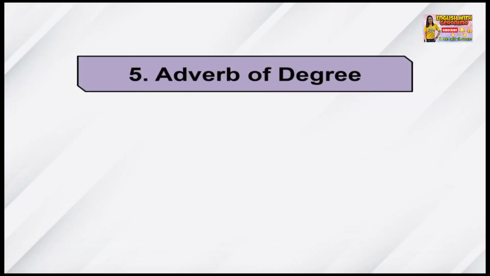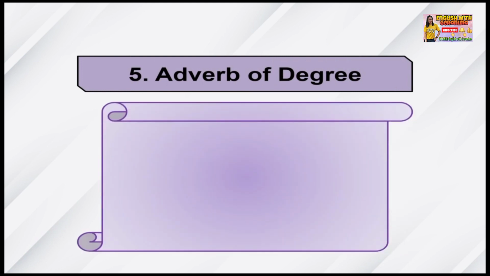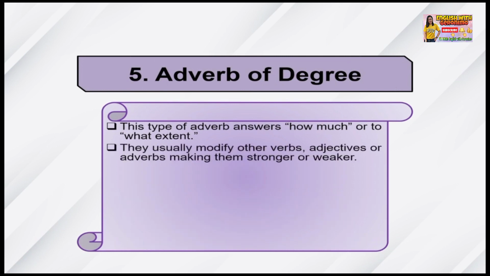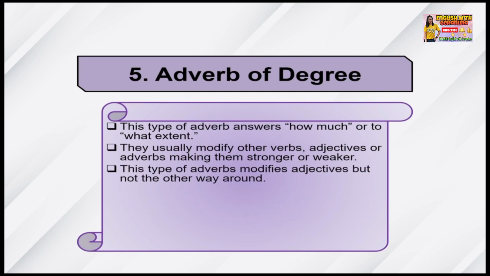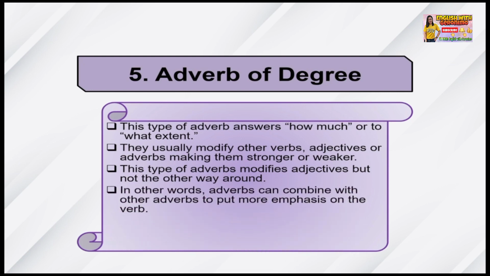Number 5. Adverb of degree. This type of adverb answers how much or to what extent. They usually modify other verbs, adjectives, or adverbs, making them stronger or weaker. This type of adverb modifies adjectives, but not the other way around. In other words, adverbs can combine with other adverbs to put more emphasis on the verb.